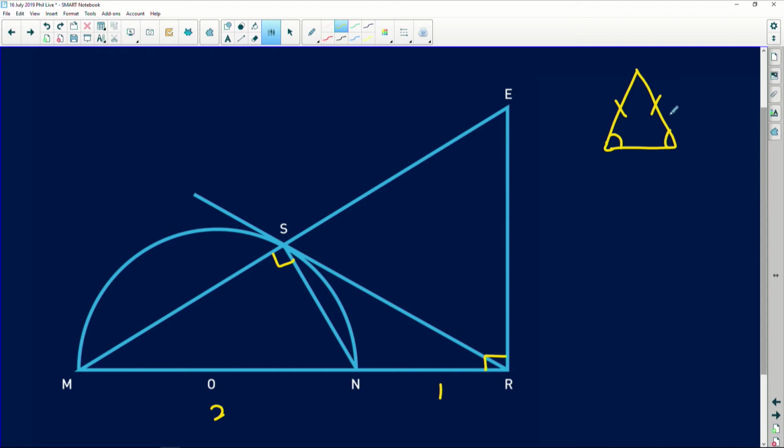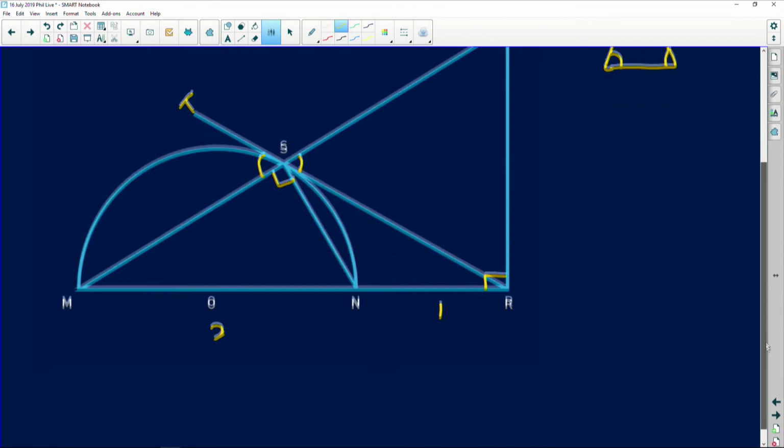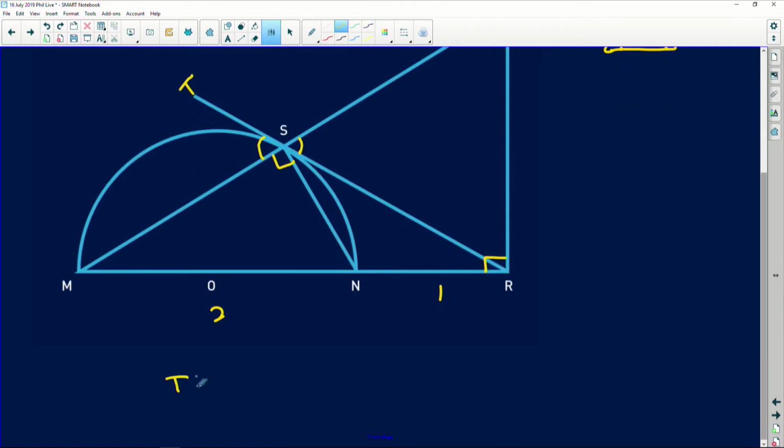So let's look at this diagram. Well, immediately I know that this angle here is equal to this angle there because of vertically opposite angles. So I'm going to label this over here. So firstly, we can say that angle TSM is equal to angle ESR, which is this angle here, because of vertically opposite angles.